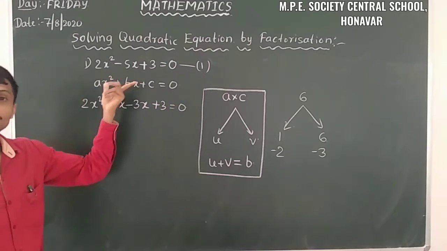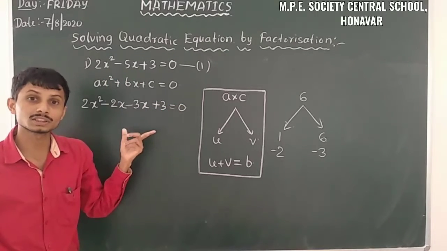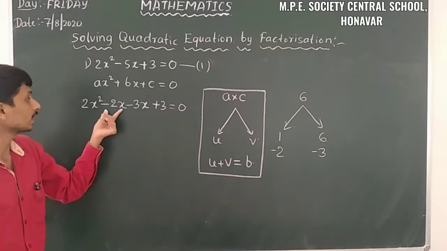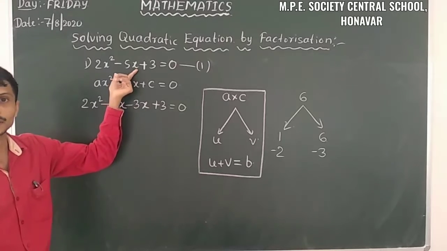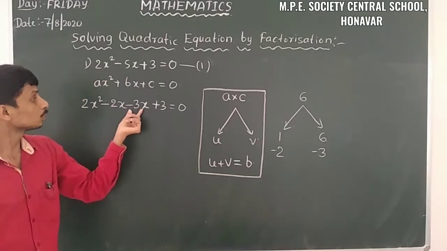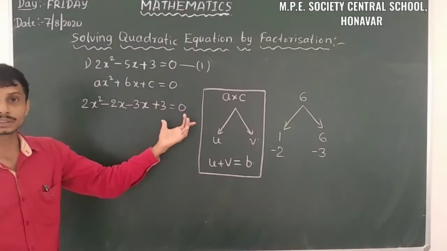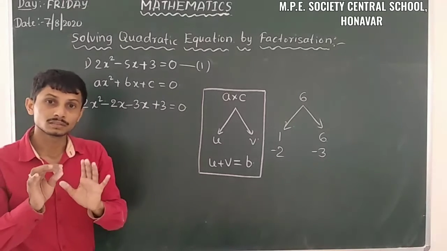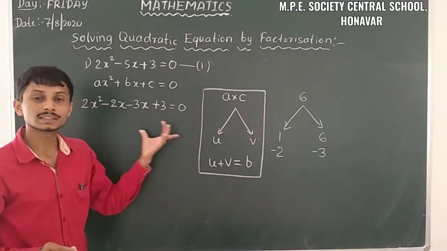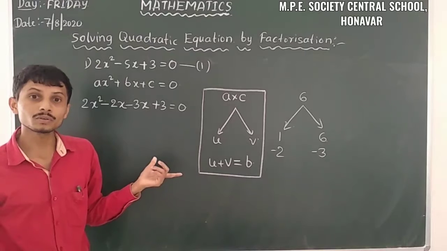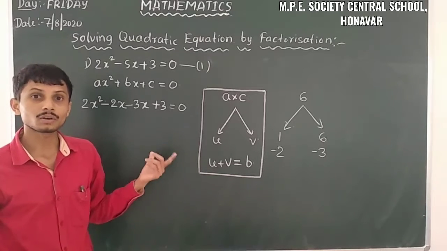So here just observe whether the value of the equation disturbs or not. We have to check. Minus 2x minus 3x is minus 5. So minus 2 into minus 3, 3 into 2, 6. So that means our splitting of the middle term is correct here. After that, what we have to do? We have to take out common.